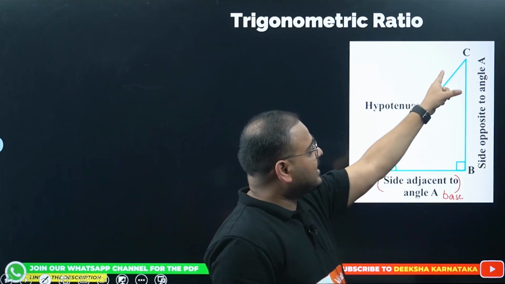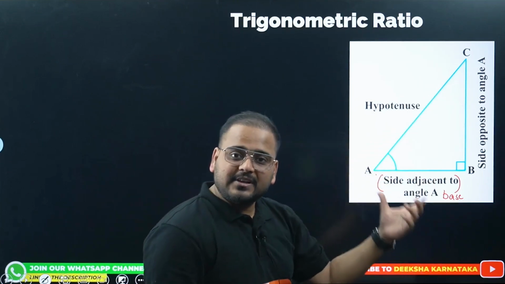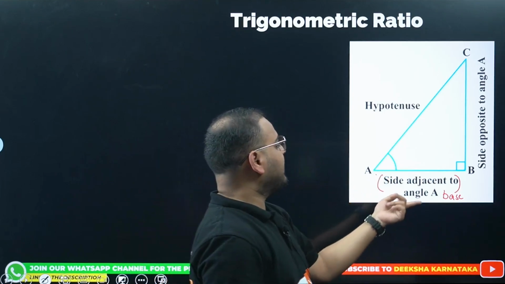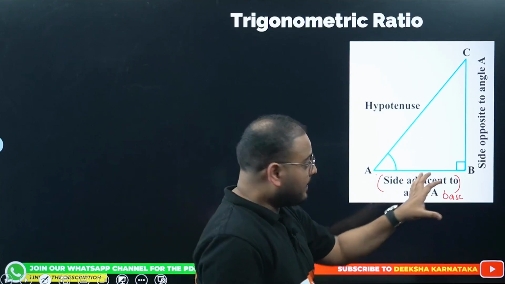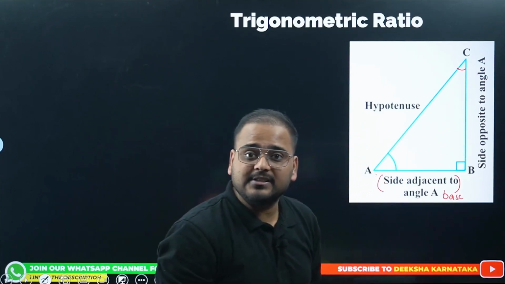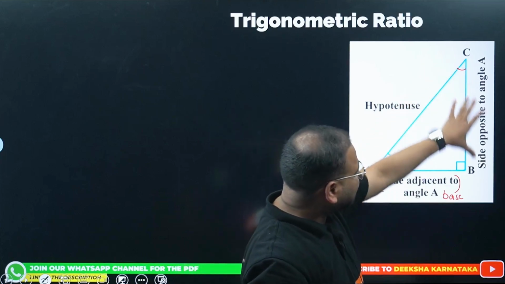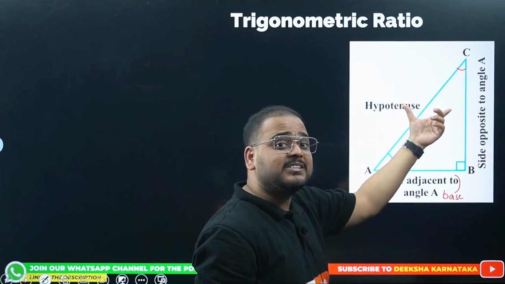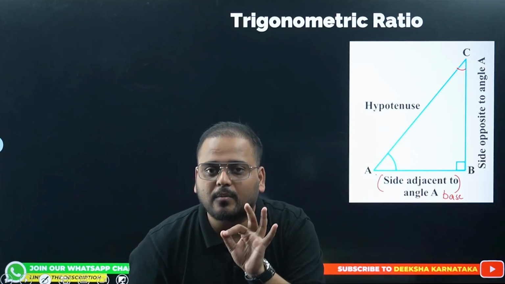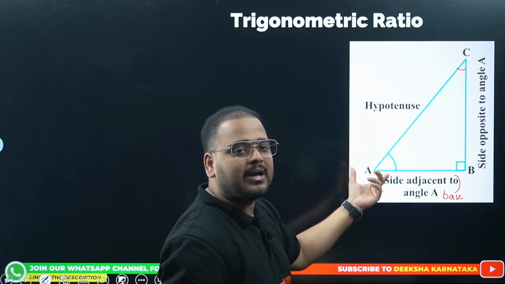Same way, if I have taken angle A as the reference angle, my base or adjacent side is AB. But if I take angle C as my reference angle, then what will happen? This side BC will become my adjacent or base. Exactly, but we'll not talk about angle C right now. Let's just quickly talk about angle A and move on.